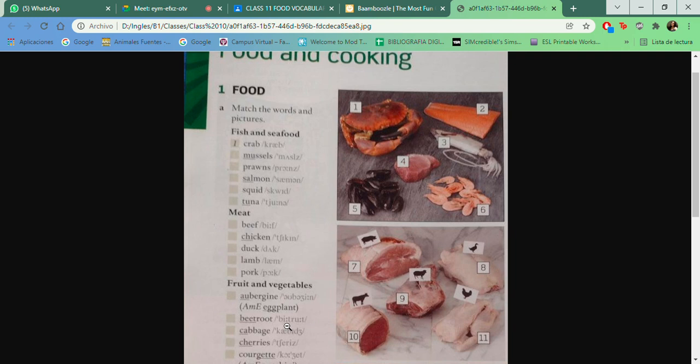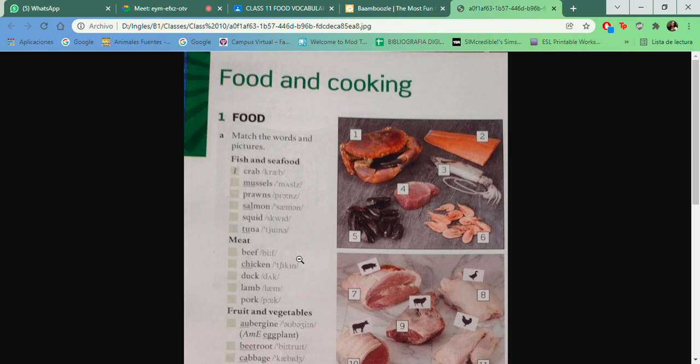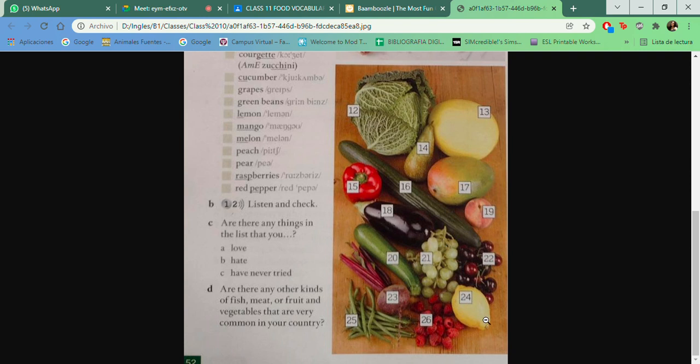We don't get seafood around here. Why? In my case, the same. I never tried crab, mussels, prawns, squid, and tuna. I only ate salmon one time. Just once you try. Okay. One, yes.